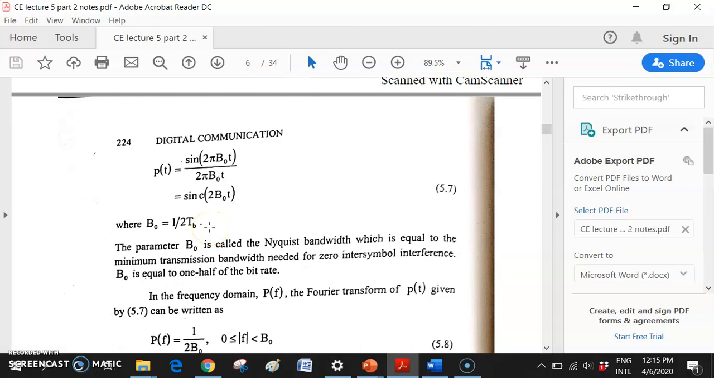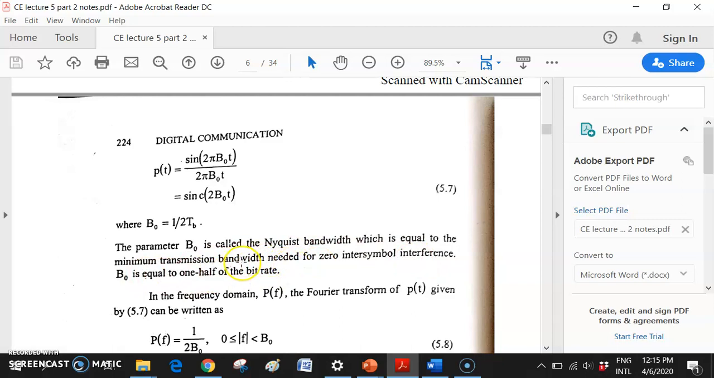So what is B0 and what is TB? TB is basically the sampling time period after the receiving filter. So 1 by 2 TB gives B0. The parameter B0 is called the Nyquist bandwidth, which is equal to the minimum transmission bandwidth needed for zero intersymbol interference. So this is the minimum bandwidth required.